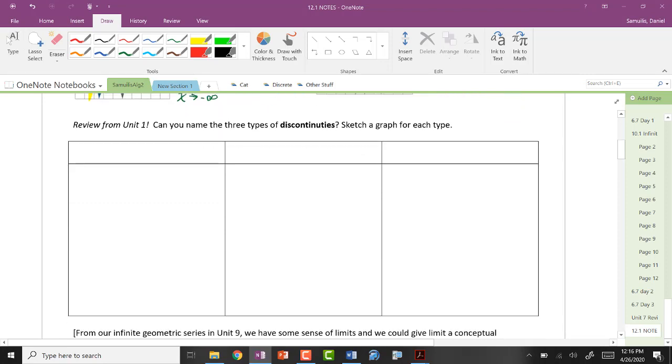Now, there are 3 types of discontinuity, if we remember from those. Can you name those? Okay, so we have those 3 different types of discontinuity. Anyone? All right, so our 3 types were infinite, removable, and lastly, jump. So those are our 3 different types of discontinuities.